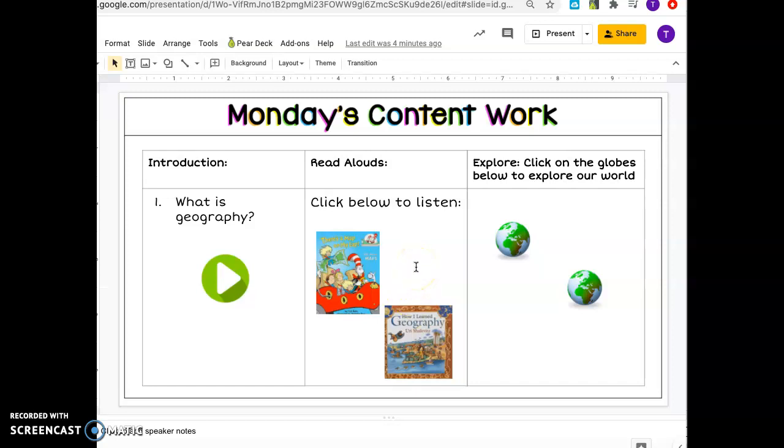After that, with whatever time you have left, you can click on the 2 globes on the far right under Explore, and you will be just looking and learning about the world around you. You have no requirements for turning anything in for those. You simply click on those. One is a video showing you Earth from space, and the second is exploring Google Earth. After that, you are finished for today. So use your time to explore those 2 resources. And then tomorrow I'll explain where we're going to go from there.